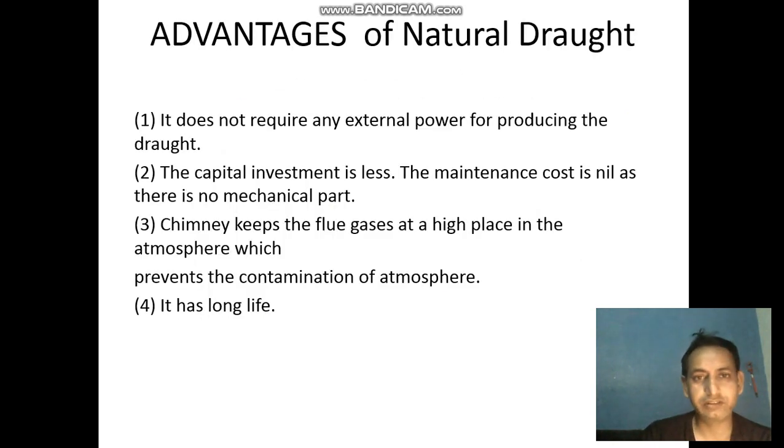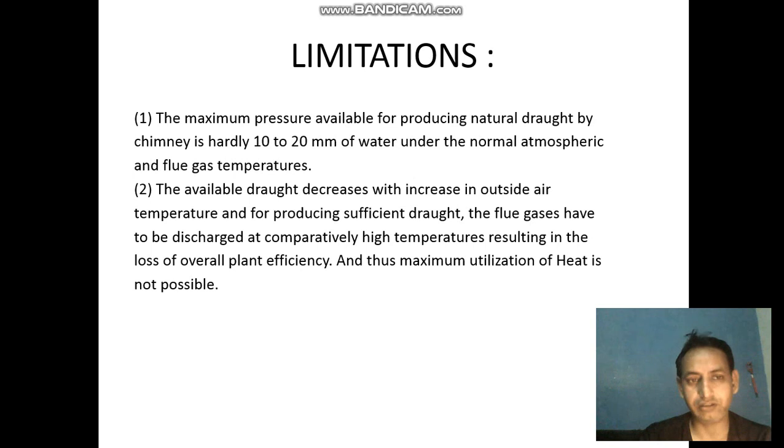Here are some advantages of the natural draught. It doesn't require any external power for producing the draught, because the chimney itself produces it. The capital investment is low, because it is a one-time investment, and the maintenance cost is nil, because there are no mechanical parts required. Only the chimney is there, so the maintenance cost is lesser. The chimney keeps the flue gases at a high place in the atmosphere, which prevents contamination of the atmosphere. It has a longer life because it is made of concrete structures.